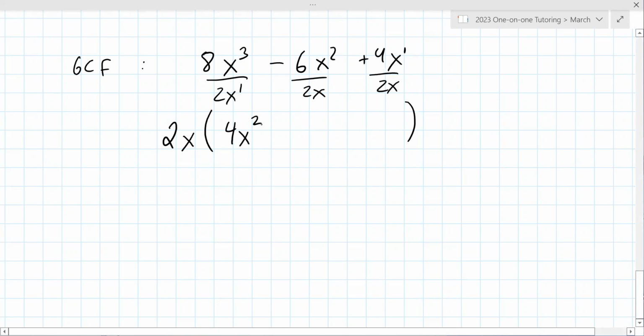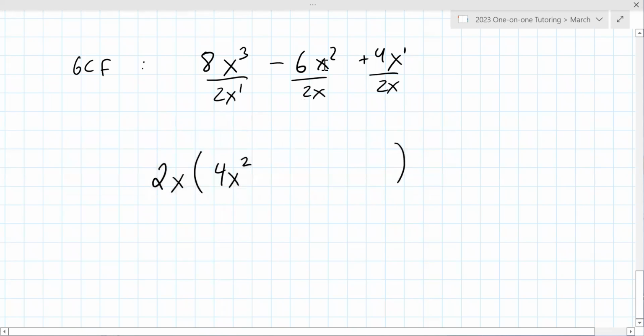This is like going backwards from multiplying. Do you see that 2x times 4x squared is 8x cubed? 2 times 4 is 8. X times x squared is x cubed. Mm-hmm. All right, let me just create a little space here. Now for the next one, 6 divided by 2 is 3. The x squared over x to the 1, so that's 2 minus 1 is 1, so that's 3x, like that. And do you see that if you take the 2x and multiply it times the 3x, you get the 6x squared?